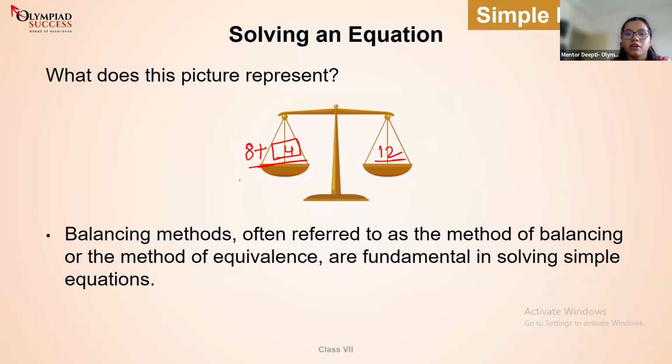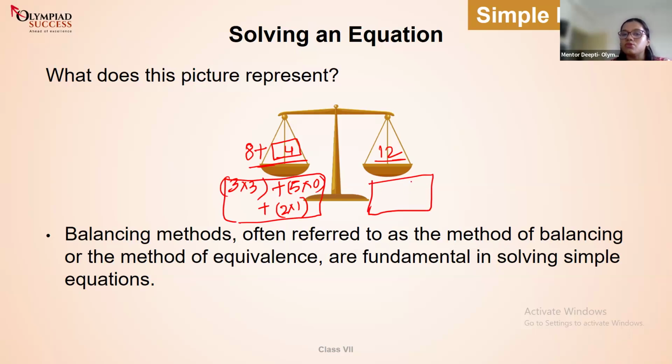I can write something, for example, 3 into 3 plus 5 into 0 plus 2 into 1, and this is one of the expressions on one side of the balance, and then there is another side of the balance. So if I have to equate it, what should it be equal to? It should be equal to 11, isn't it? So I have written the same expression in a different manner. But they are equal, so they form an equation, isn't it? 3 into 3, 9, plus 0 plus 2 will be 11.